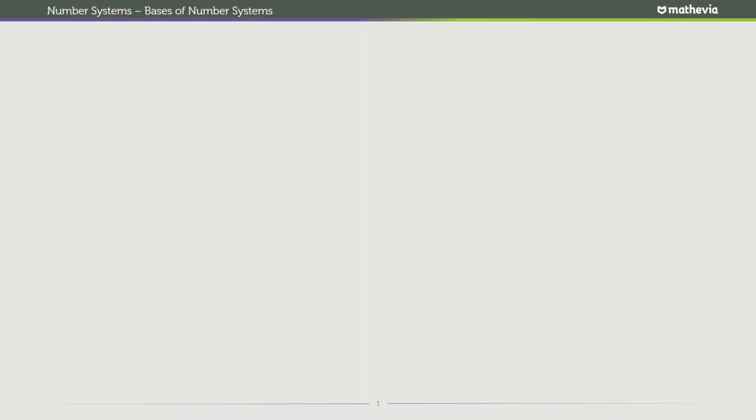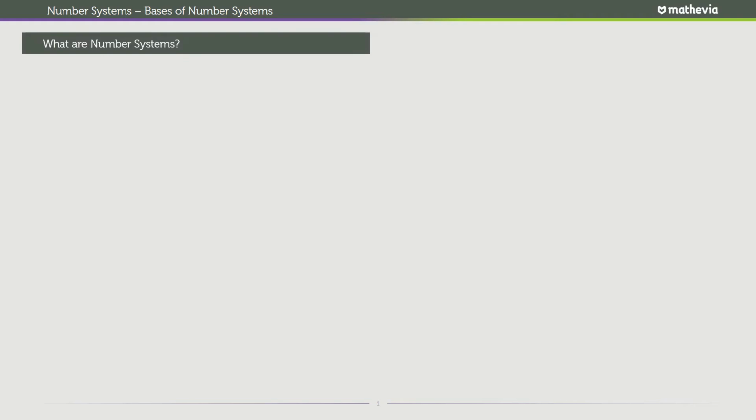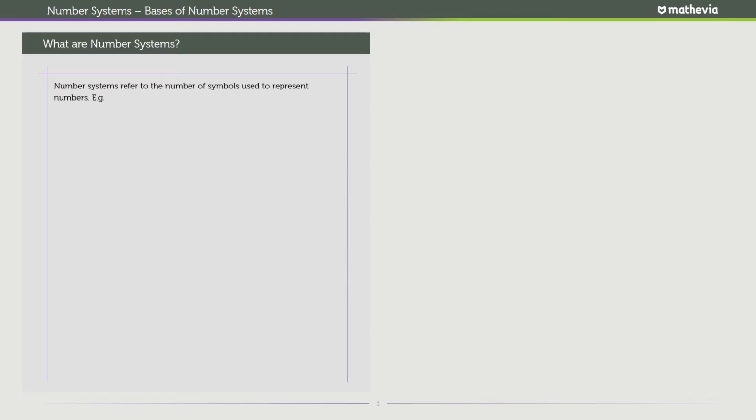So number systems, the basis of number systems. Now, what exactly are number systems? Number systems refer to the number of symbols used to represent numbers. Now, what exactly is this about? Basically, we have different ways we count numbers, okay? The most popular one being the decimal system, or base 10, okay? Different ways of counting numbers, but the one that you're used to is the decimal system, okay?